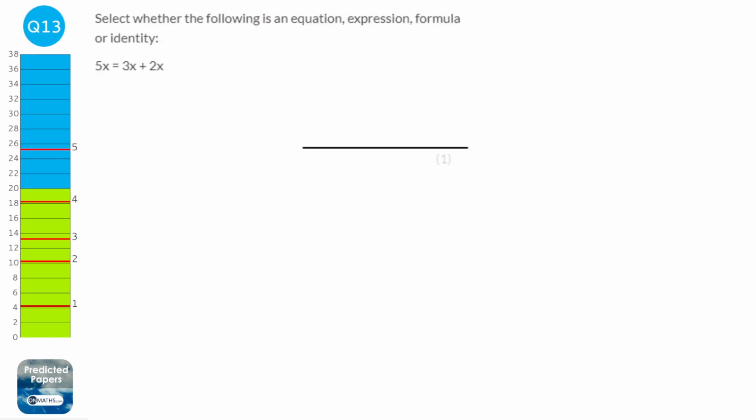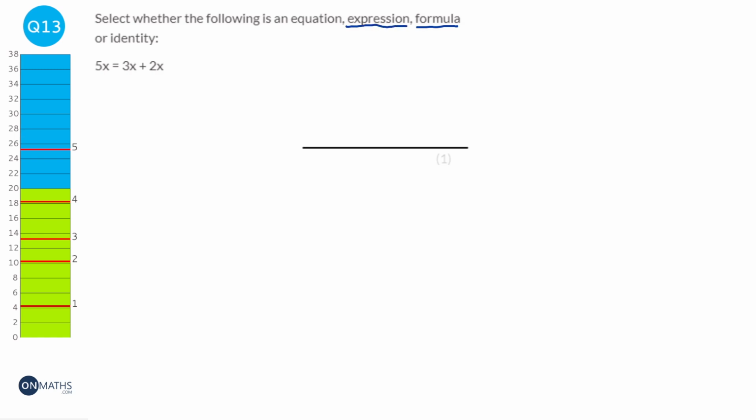To answer this question, we need to know what an equation, expression, formula, and identity is. So the formula is basically an equation but for real world things. So area equals pi r squared. It's where the letters actually mean something.